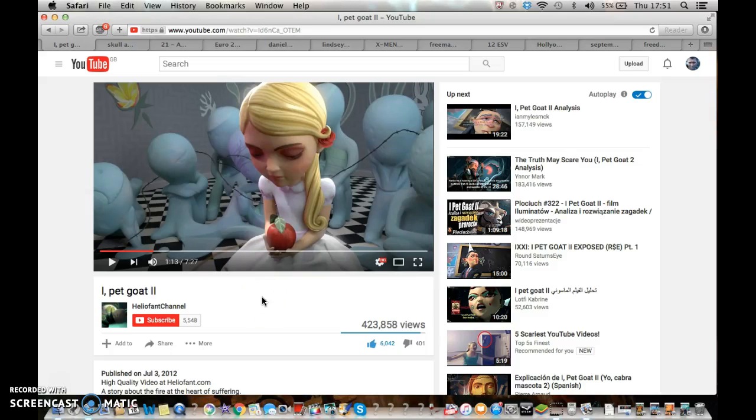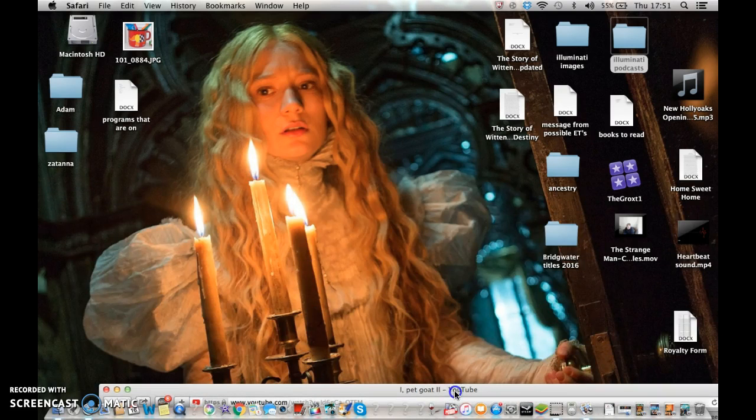Hi everyone. This character in iPad Go 2 basically represents the woman of the Bible. See, she's wearing white for heaven and she's got blonde hair. Just like Mia Wasikowska represents the woman of the Bible as well with her blonde hair and she's wearing white for heaven.